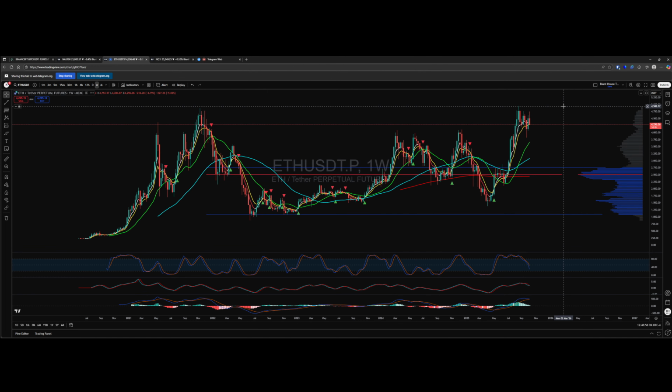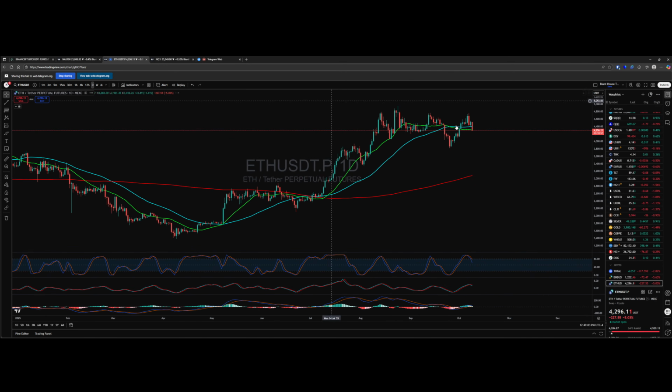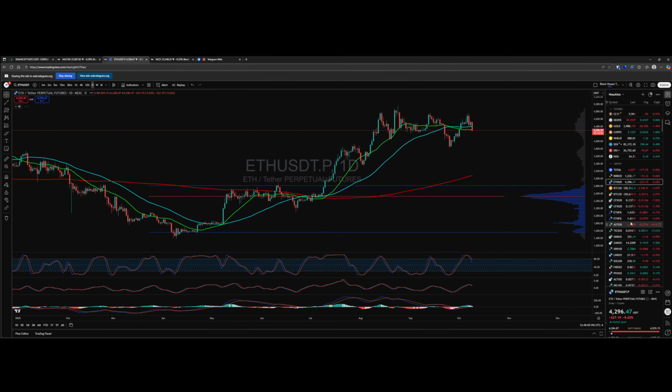But this is looking a little bit soft. At some point in time, they're going to come back and take some profits, right? Like we know that's going to happen. XRP.